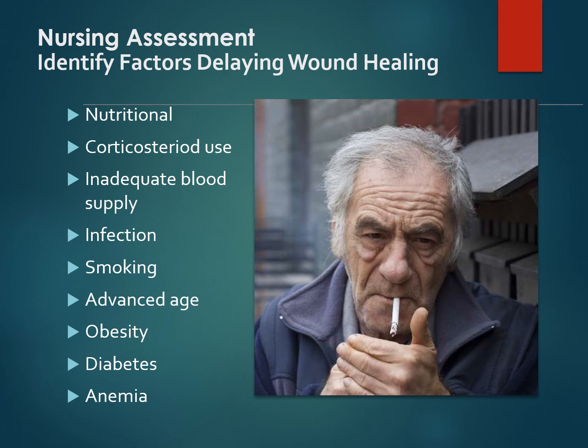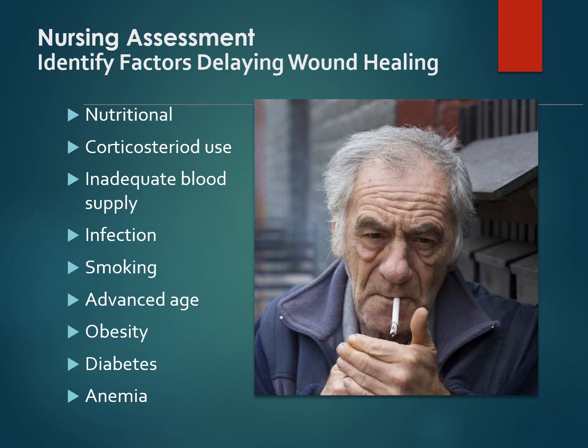So things that delay wound healing. This is important to know. Nutrition is a big one. They need proteins, they need fats, they need carbs. So if they are not getting the nutritional needs that are required to heal these wounds, there's going to be a delay in wound healing. Corticosteroid use impairs phagocytosis of white blood cell counts and delays wound healing.